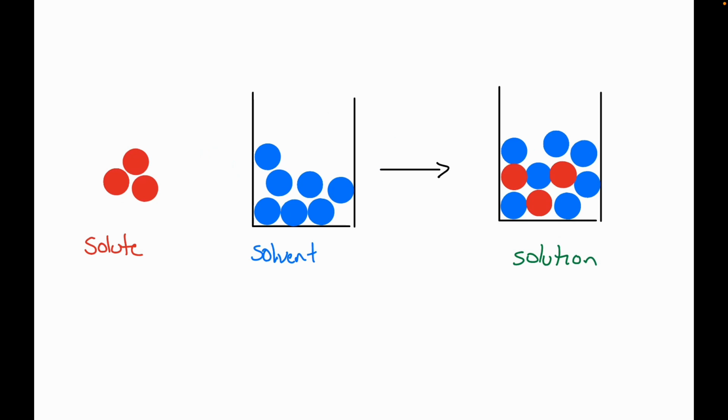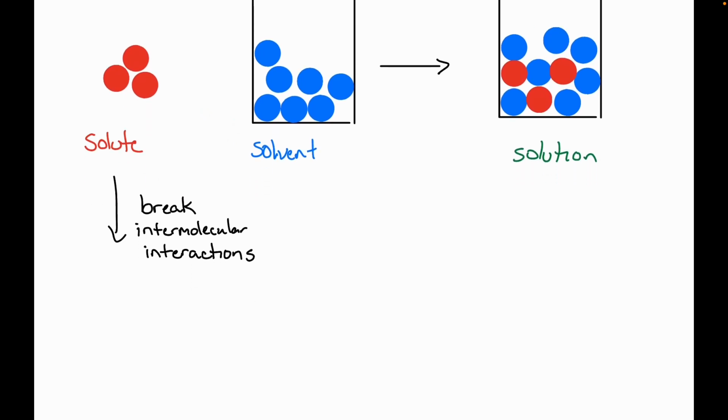Cool? So, in order to create my solution, I'm going to have to first break the interactions between neighboring molecules in my solute. Right? So I got to take my solute and I got to break those intermolecular interactions. All right, so I have my solute, but now they're all separated out here. All of them have been broken apart. Okay?